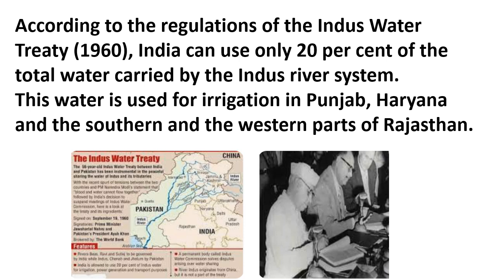According to the regulations of the Indus Water Treaty of 1960, India can use only 20% of the total water carried by the Indus River system. This water is used for irrigation in Punjab, Haryana, and the southern and western parts of Rajasthan.